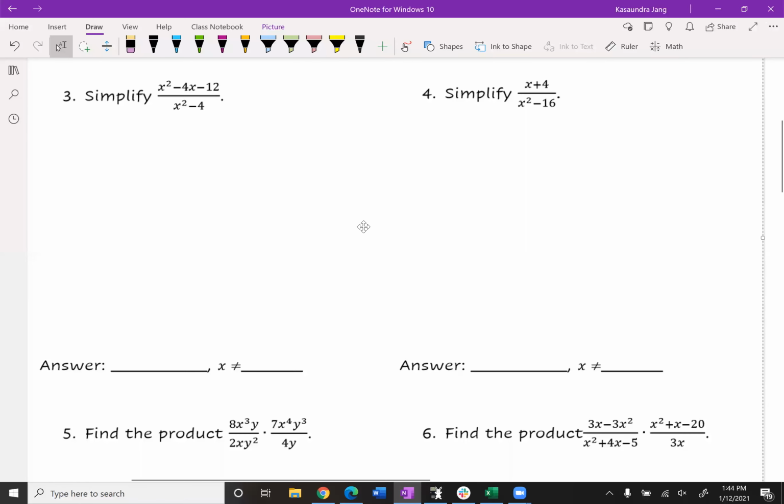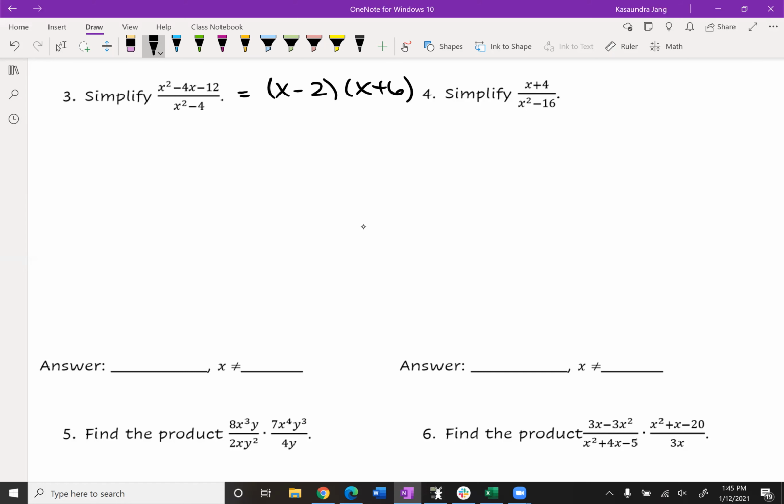All right, so for number 3, I'm going to factor the numerator and denominator. This numerator, let's see, what multiplies to be a negative 12 and then adds up to be a negative 4? You guys think of any two numbers to do that? Yeah. Negative 2 and 6. Negative 2, positive 6. Let's see. Negative 2 times positive 6 is negative 12. Okay, negative 2 plus 6 is a positive 4.